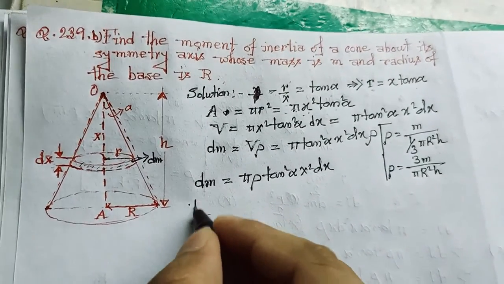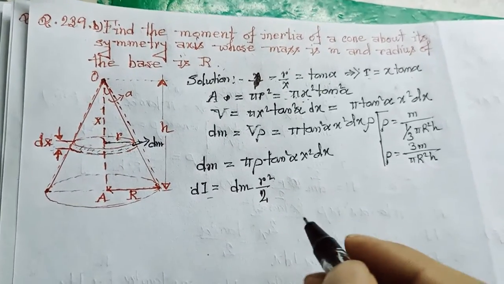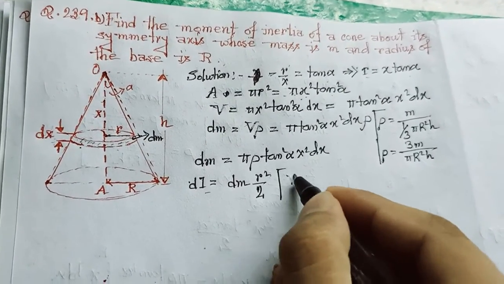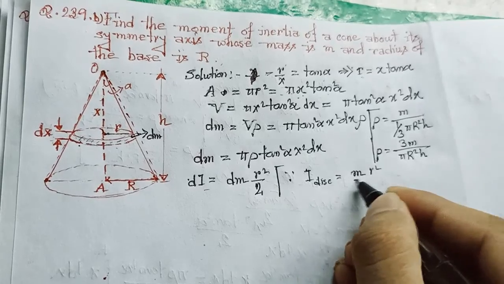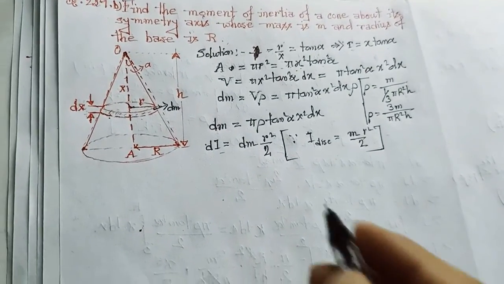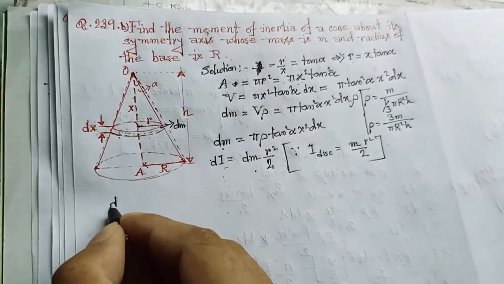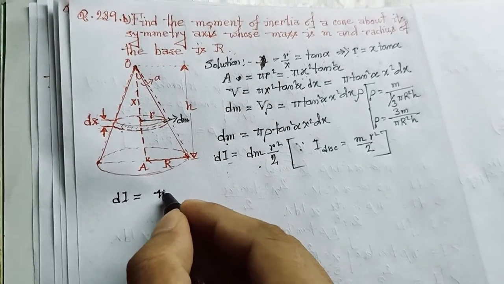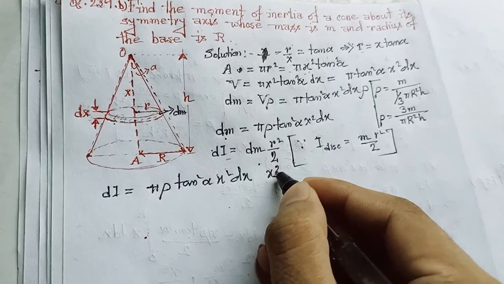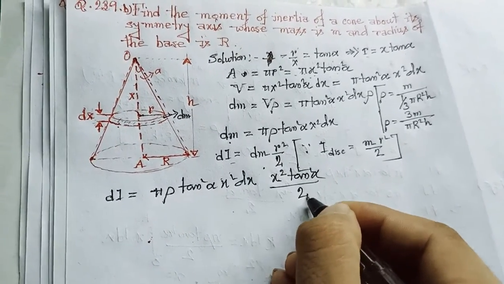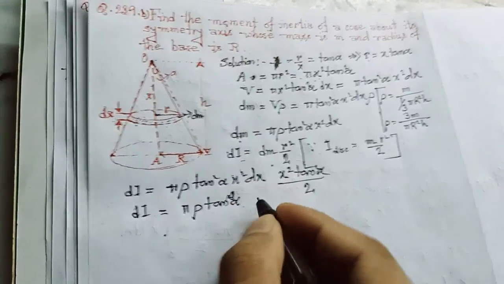Now the moment of inertia of this disc segment dI will be equal to dm into r square divided by 2, as this is just a disc-like segment, and we know the moment of inertia of a disc is I equal to m r square divided by 2. So now we will substitute the value of dm and r in this equation of dI. If we substitute the values, we will get dI equal to dm, that means pi rho tan square alpha x square dx, and instead of r square we can write x square tan square alpha, divided by 2. So our dI will be pi rho tan to the power 4 alpha x to the power 4 dx divided by 2.